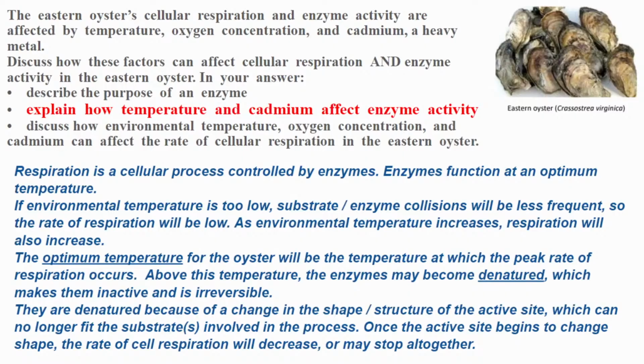Enzymes are denatured because of a change in the shape and structure of the active site. It means that they can no longer fit the substrates involved in this process. If the substrate can no longer bind to the active site because the active site has changed, the rate of cell respiration will decrease or may stop altogether. So this has linked together the effect of temperature with the rate of cellular respiration. So it's sort of both of those two bottom bullet points.